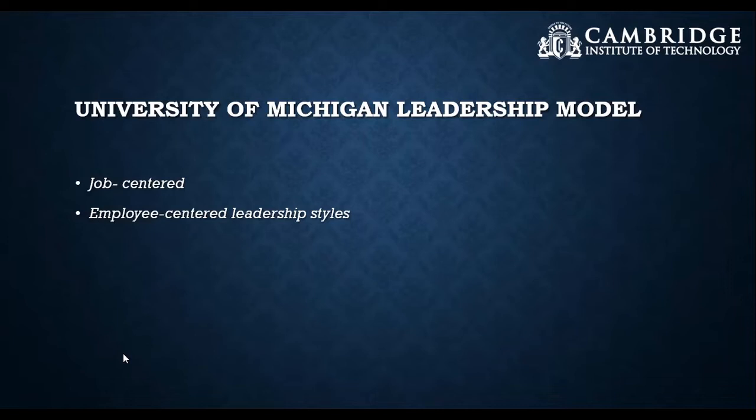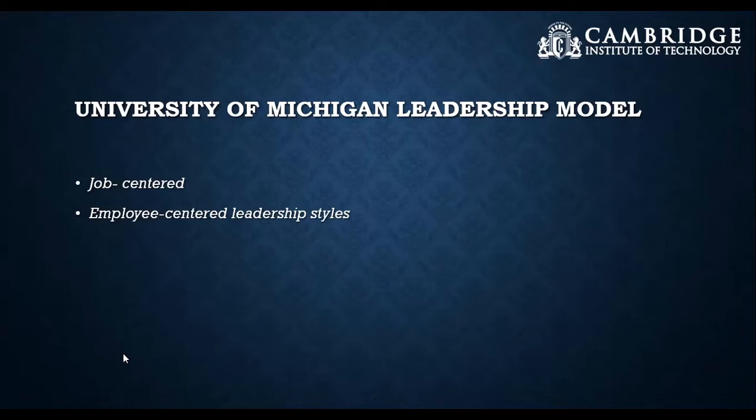The other objective that they kept in mind was to determine reasons for being an effective leader. The researchers, after they did the survey and collected the data, identified two styles of leadership behavior which they classified as either job-centered or employee-centered.